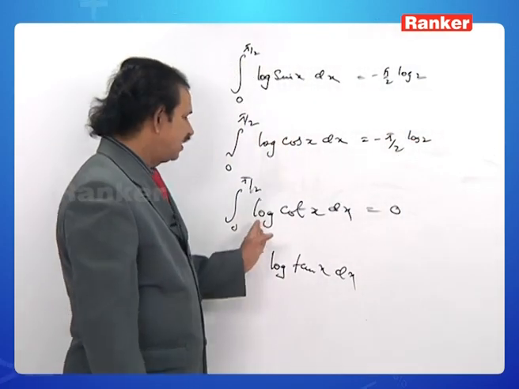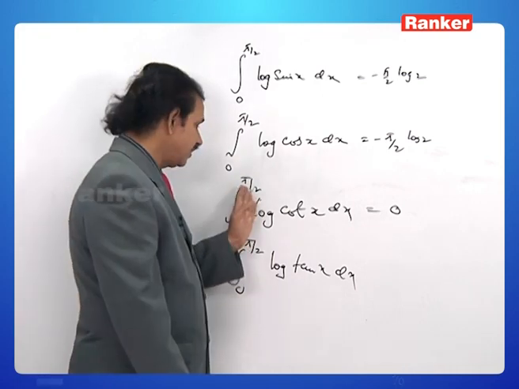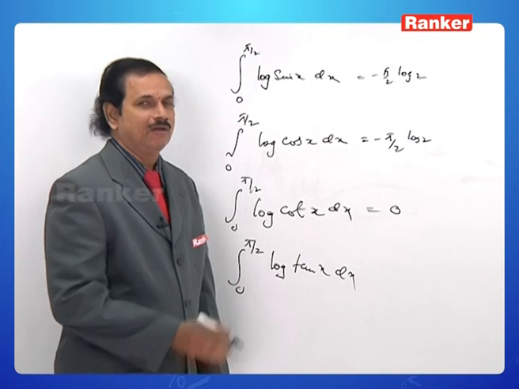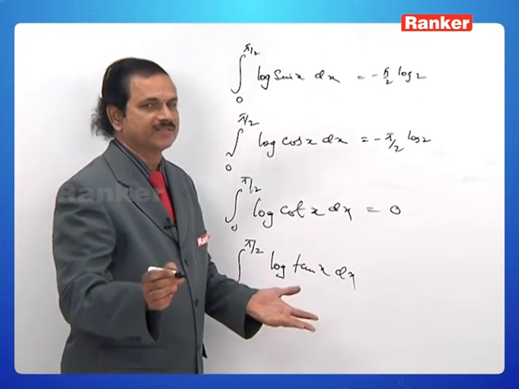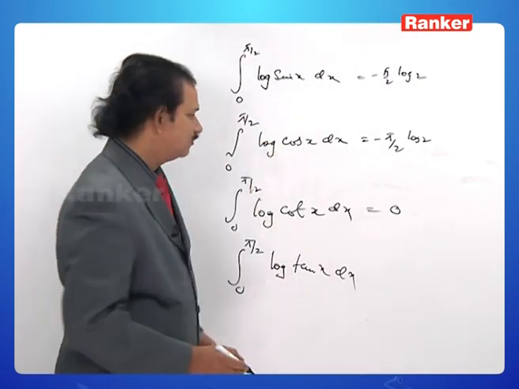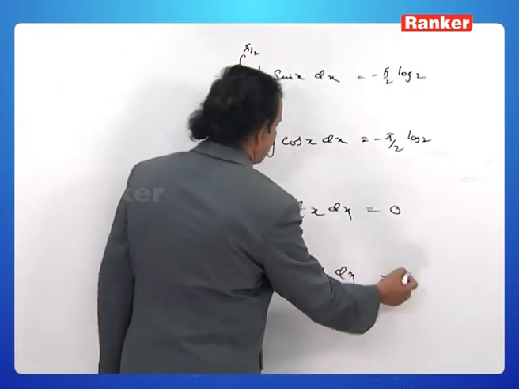Why? Because I is log cot x. You take pi by 2 minus x in the place of x, it is log tan x. What is I plus I? Log tan x plus log cot x is log of tan x into cot x, that is log 1. What is log 1? 0. So this is 0. Similarly, this is also 0.